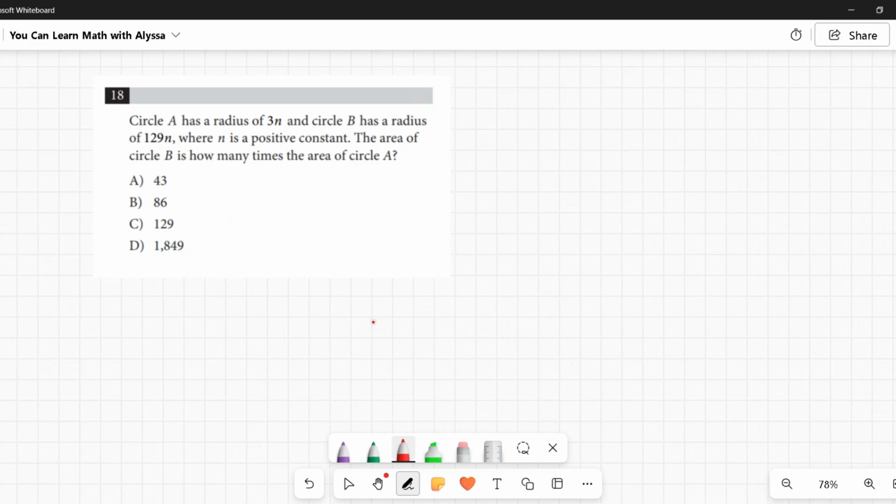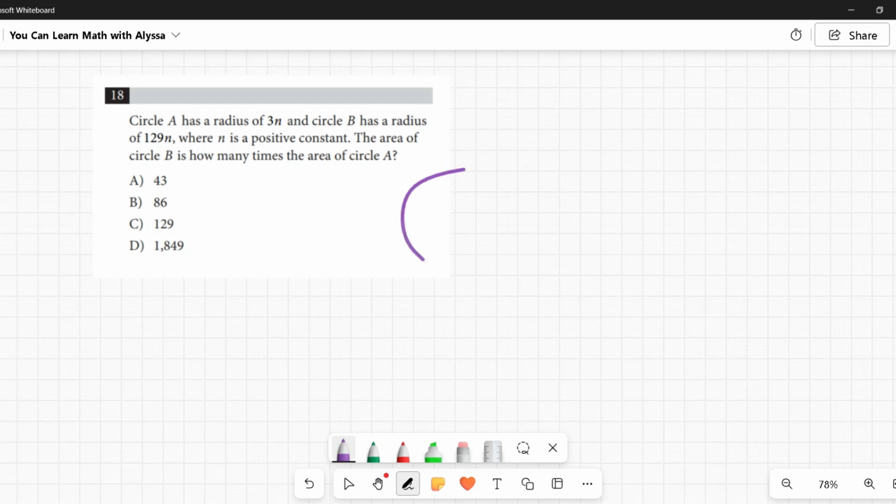Number 18. Circle A has a radius of 3n, and circle B has a radius of 129n, where n is a positive constant. The area of circle B is how many times the area of circle A? There's 2 ways you can look at this. I'll show you both of them, see which makes more sense to you.